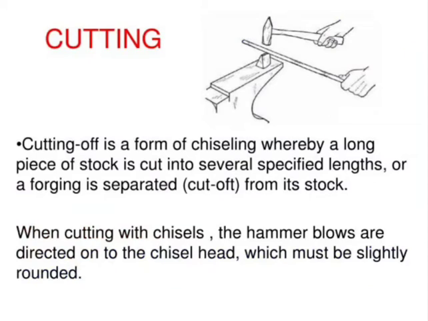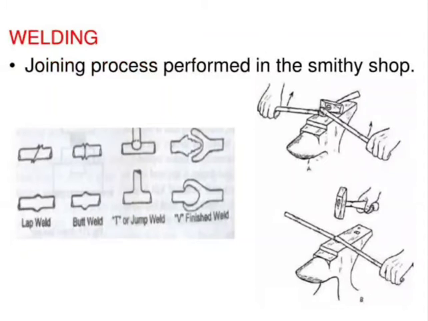Now cutting. If you want to cut the bar, cutting off is a form of chiseling whereby a long piece of stock is cut into several specified lengths, or a forging is separated, cut off from its stock. When cutting with the chisel, the hammer blows fall directly onto the chisel head, which must be slightly rounded. Here is the hammer, here is the chisel head, you hit it and it will cut. Now welding is the joining process performed in the smithy shops. Maintaining the temperature, they have shown the joining processes: lap joint, butt joint, jump weld, V-scarf weld.